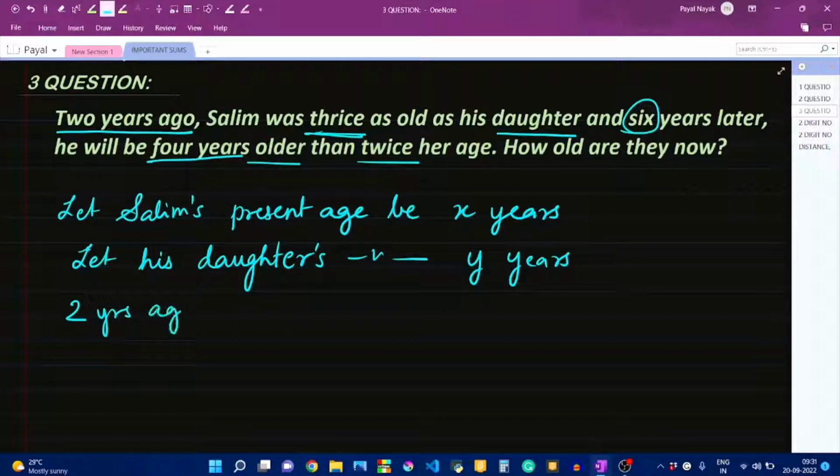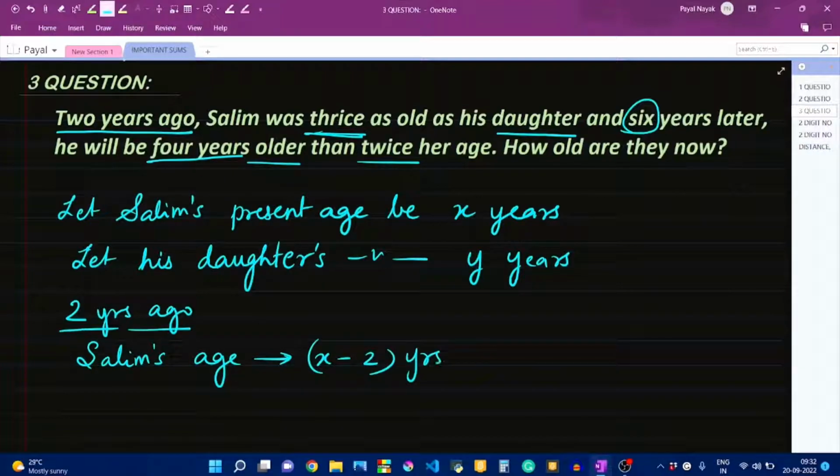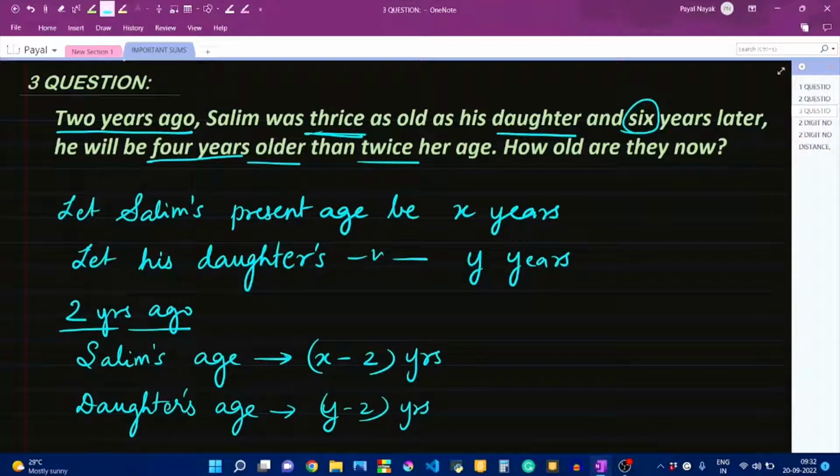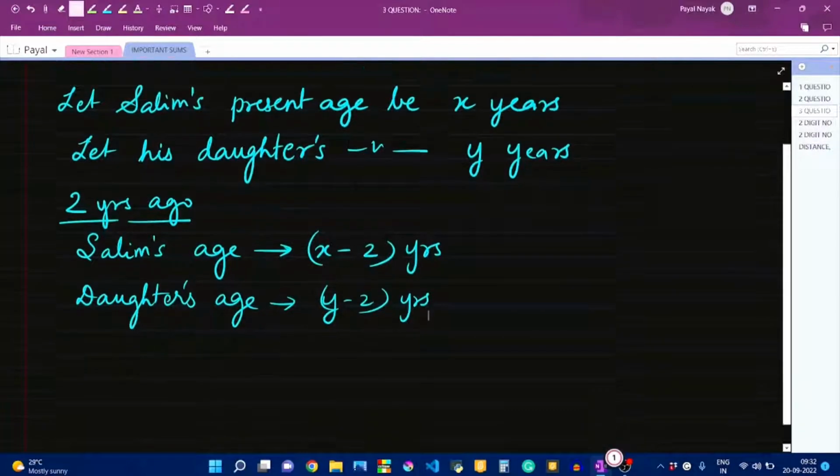Now, if you're talking about 2 years ago, obviously their ages will be less than now. So Salim's age 2 years ago will be how much? It will be x minus 2 years. And daughter's age will also be less by 2, so daughter's age will be y minus 2 years. Now, according to the condition, 2 years ago, Salim was thrice as old as his daughter.